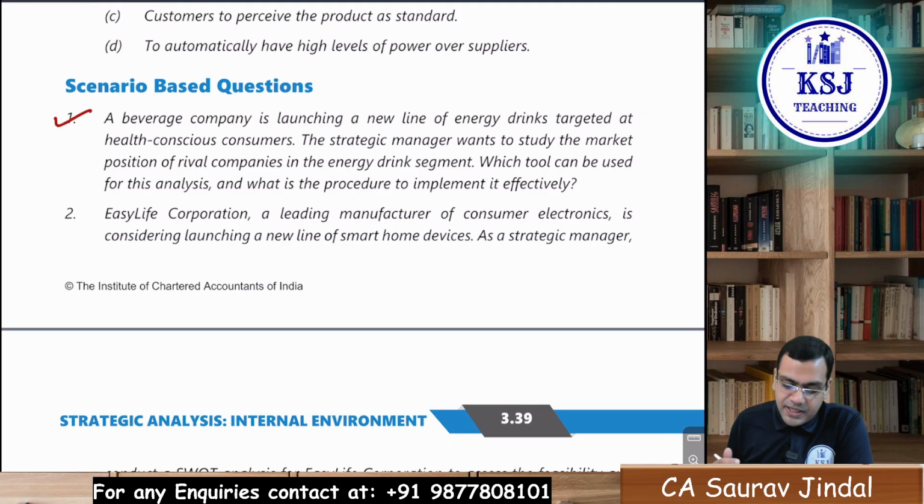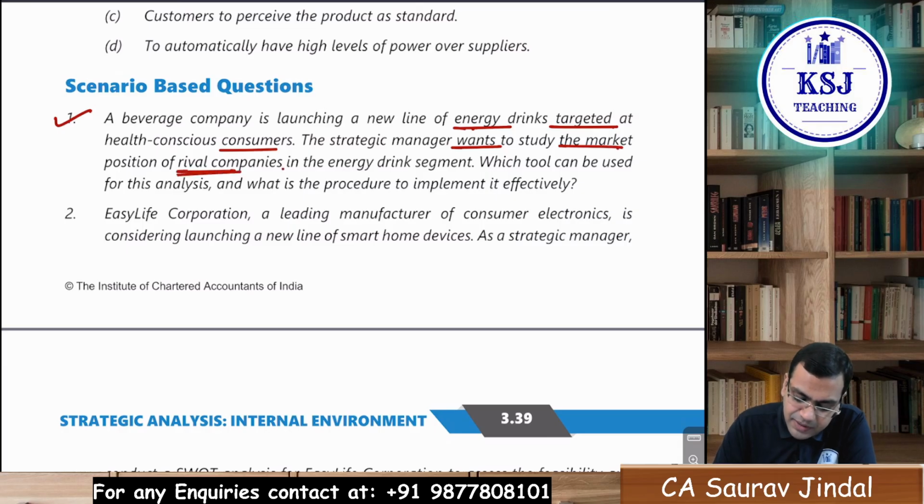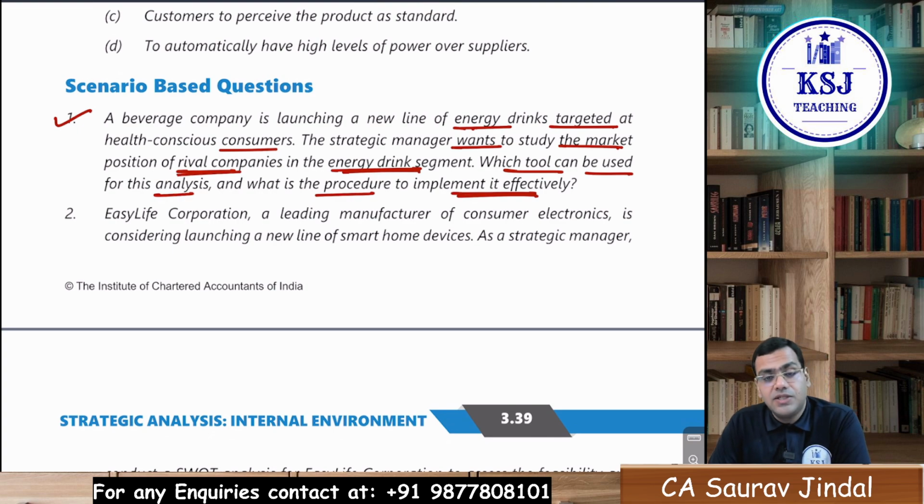A beverage company is launching a new line of energy drinks targeted at health conscious consumers. The strategic manager wants to study the market position of the rival companies in the energy drink segment. Which tool can be used for this analysis, and what is the procedure to implement it effectively? Now, if you want to analyze your rivals in the industry, which tool can you use as per this chapter? Think about it.